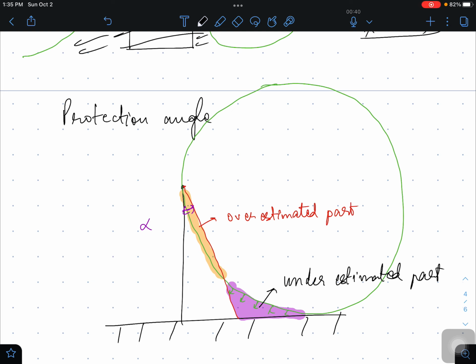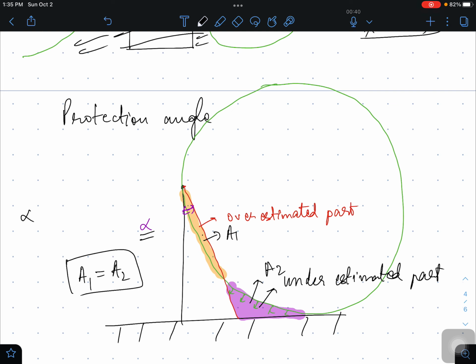So protection angle offers better protection on the top, not a better protection but a simplification on the top, whereas in the bottom it is unable to protect. But in actual, if you have chosen the rolling sphere, you would have found this protection. So let us suppose this area by orange is A1 and this area is A2. So how to choose this angle? You have to choose it such that A1 is equal to A2.